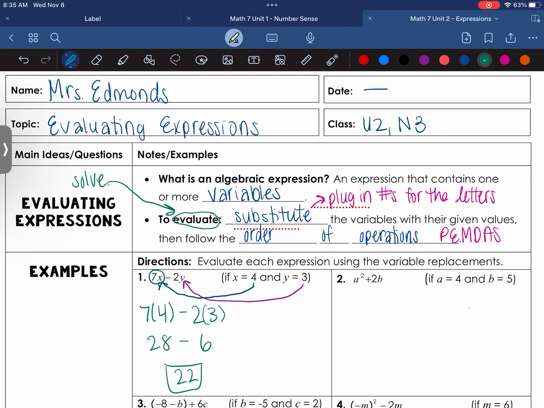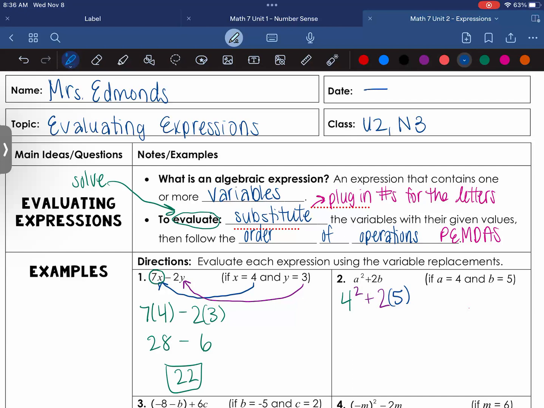We have a squared plus 2b. Remember, a squared just means a times a. But now they want us to replace those letters with the numbers 4 and 5. So they said if a equals 4, so we're going to put 4 in there instead of a. Squared plus 2 times b. And again, we're filling in that 5 for b. Now we have 4 squared plus 2 times 5.